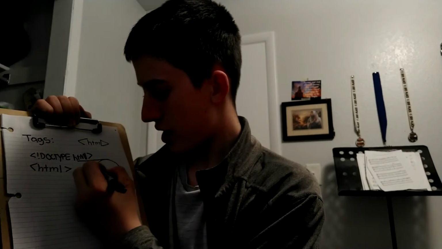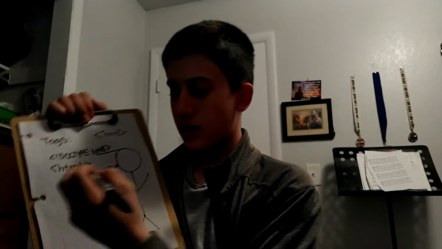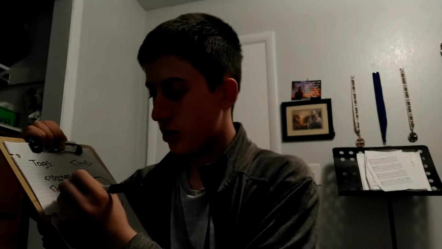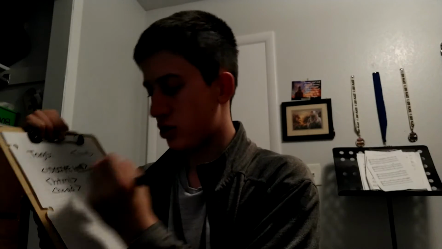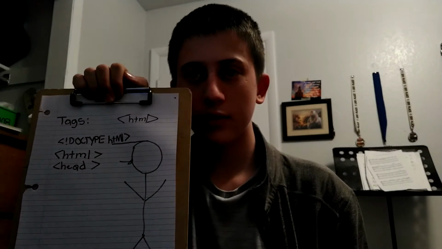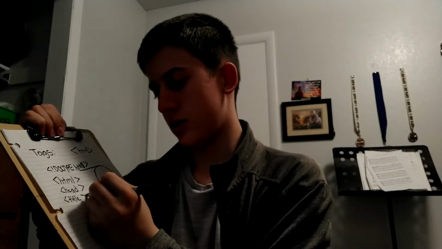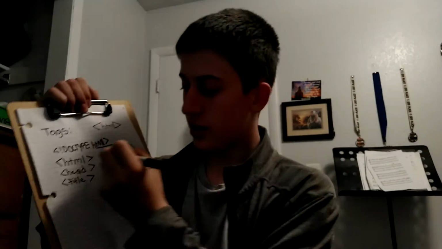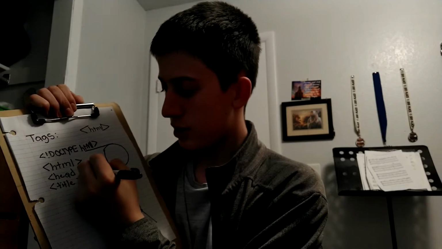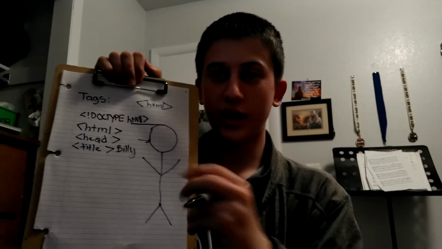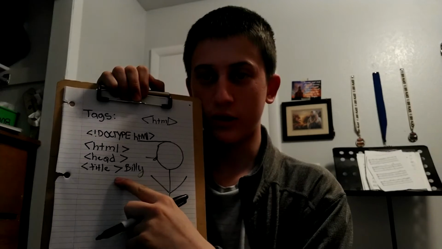And then you have your head. This is the next part that comes. You open that with a head tag too, just like that. And then you have to define the name. We're going to name this Billy. So how do you do that? You make a title tag, like that. And then you write his name, Billy. And that goes after the ending of the tag.